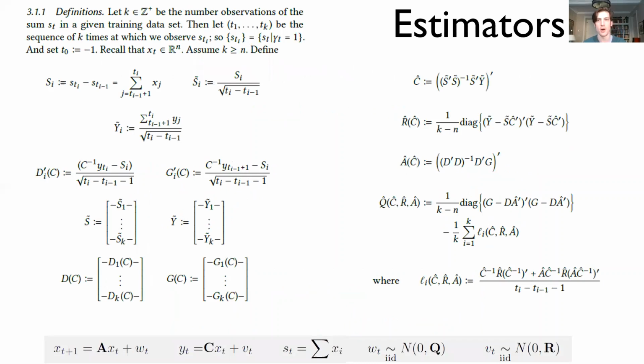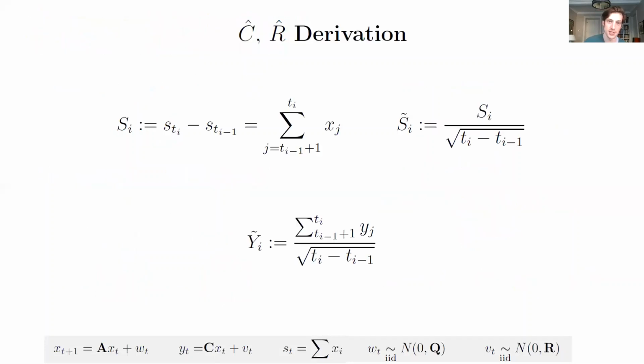So my intention is not to walk through this in detail, but rather I want to show the form of these estimators on the right. So let's just look at the estimator C hat. The form of this estimator looks like OLS, ordinary least squares. The question is, how do we get to OLS from the system equations, which are in gray at the bottom? I'll briefly go through the derivation for this estimate.